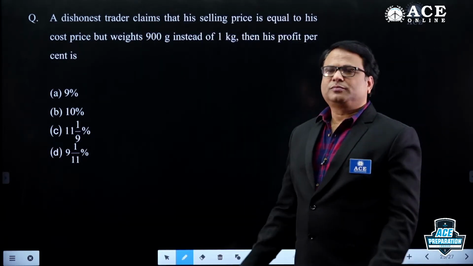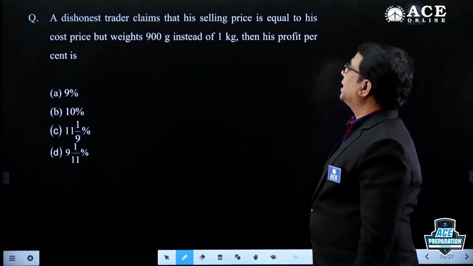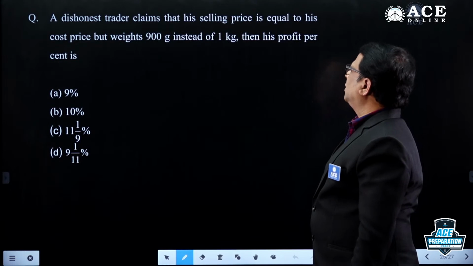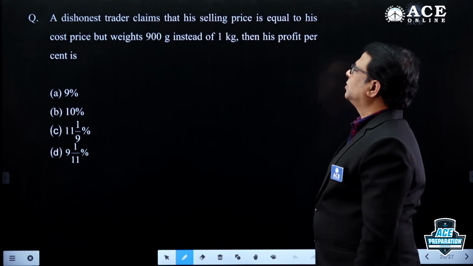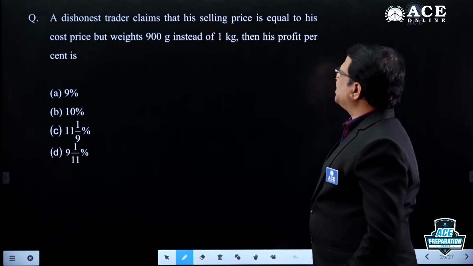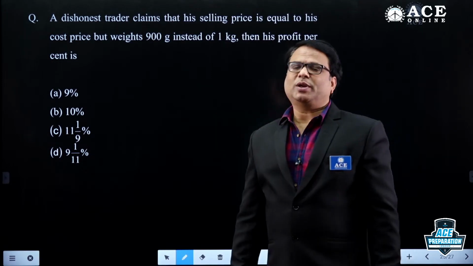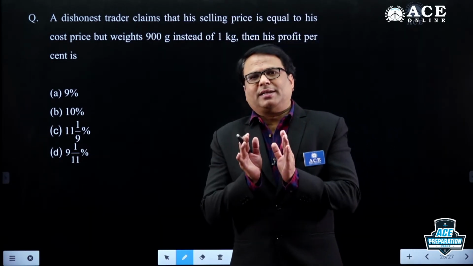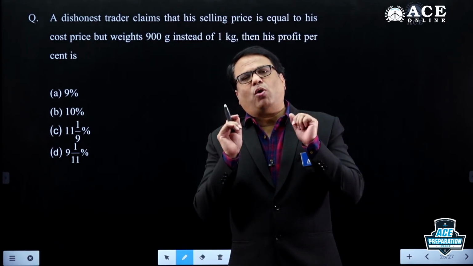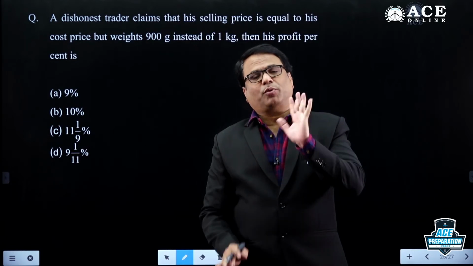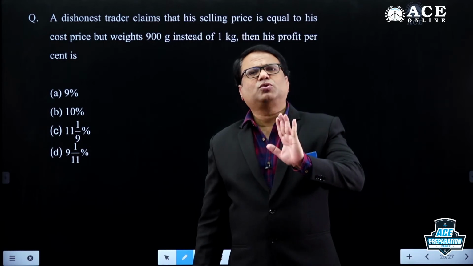The next question. A dishonest trader claims that his selling price is equal to his cost price but weighs 900 grams instead of 1 kg. His profit percentage? Okay, now let me explain this question. A trader says that I will not make any profit. I will sell all the goods at cost price. That is what he promises to the customers.